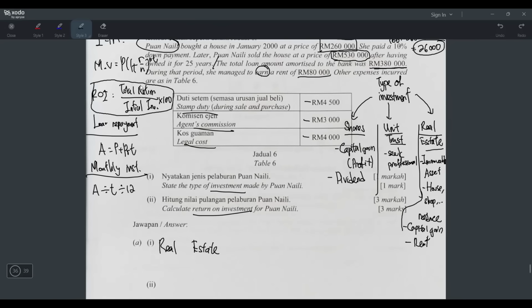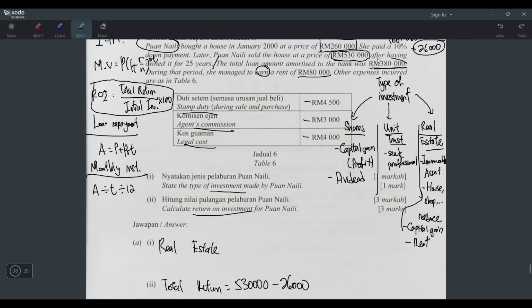Okay. But now I have to calculate the total return. So I'll write total return first. You first take the selling price, which is 530,000, minus all the expenses. So you take 530,000, you have to minus the down payment 26,000. You don't minus the 260,000, that one cannot be subtracted, because you only minus the down payment. The 10% is down payment, right? The remaining 90% you pay using a loan.